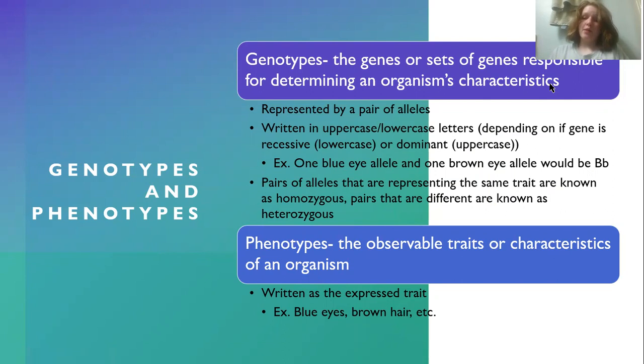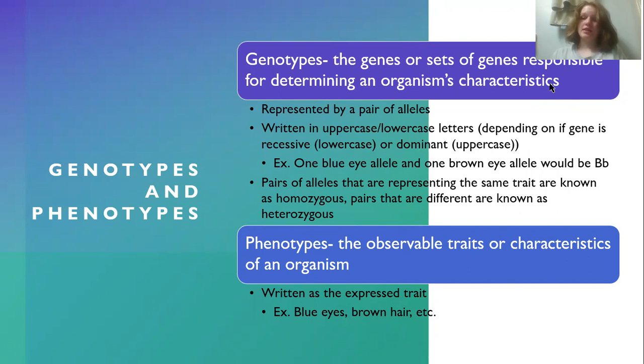Genotypes are the genes or sets of genes responsible for determining an organism's characteristics. They're represented by a pair of alleles, written in uppercase or lowercase letters. This depends on if the gene is recessive, in which case they're lowercase, or dominant, in which case they're uppercase. So for example, if you had a blue eye allele and a brown eye allele, it would be capital B, lowercase b.